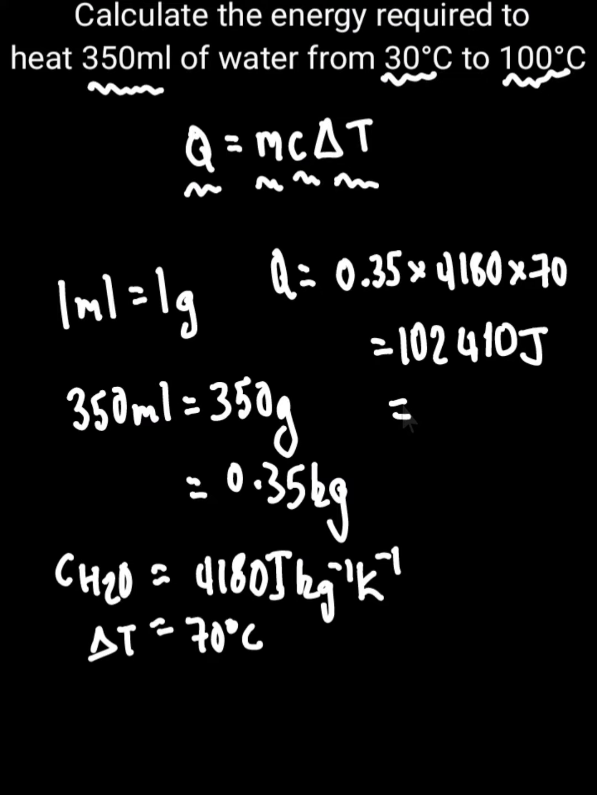But if we wanted it in kilojoules, we would just divide that number by 1,000, giving us 102.41 kilojoules of energy. Yep, so that's it.